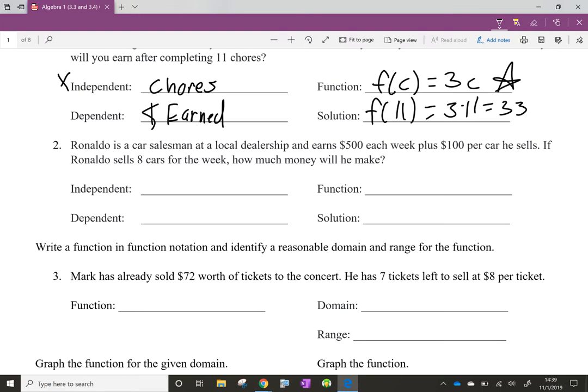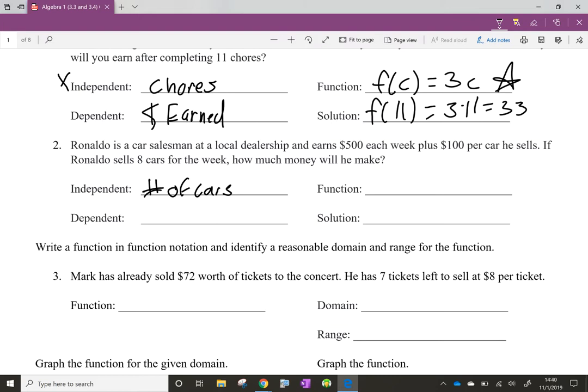Okay, so let's focus on the first part of this, just in the beginning. Ronaldo's a car salesman at a dealership, and he makes money per car that he sells. So the independent and dependent variables here are what Ronaldo has control of, and what that's affected by. Ronaldo can control how many cars he sells. The number of cars that he sells will affect how much money he makes. So right there are the two variables, independent and dependent. Ronaldo can control the number of cars he sells, and this will affect how much money he makes. This is the independent variable because it's something that will affect something else.